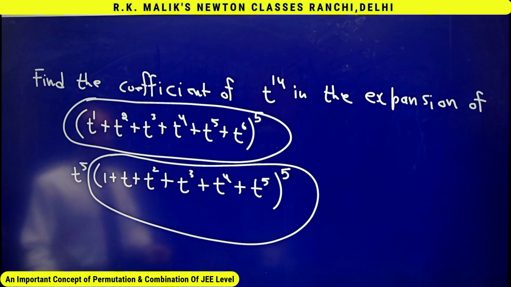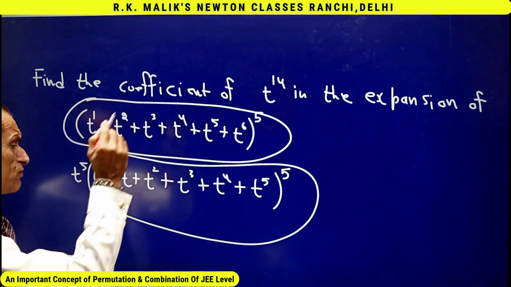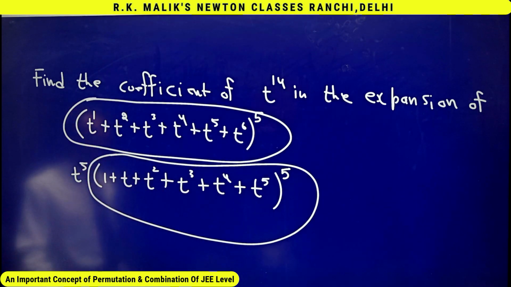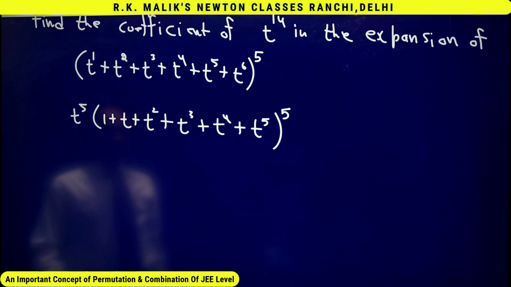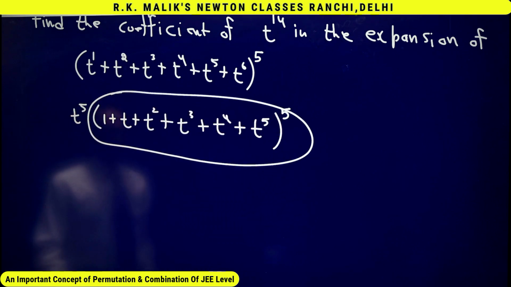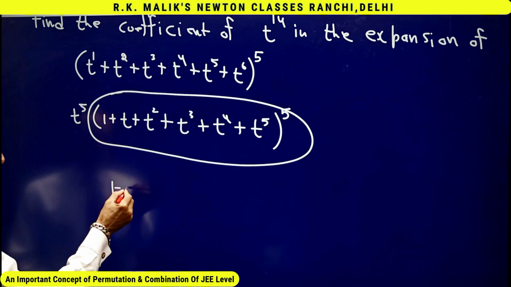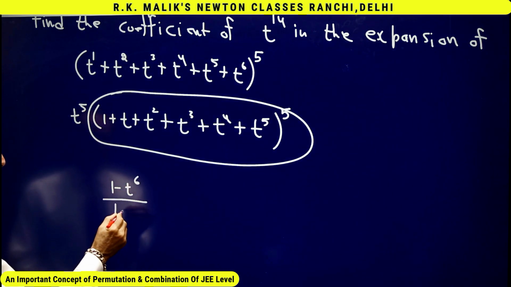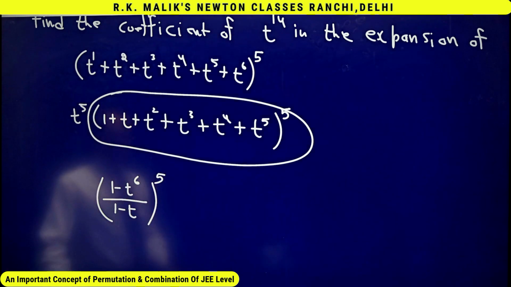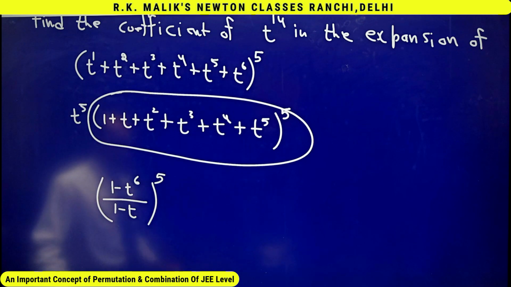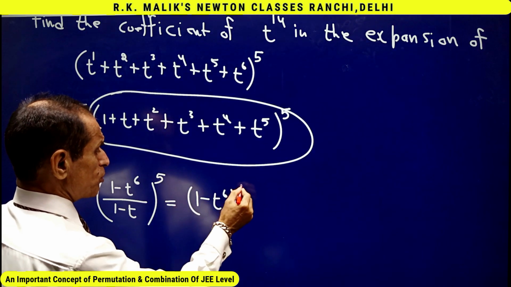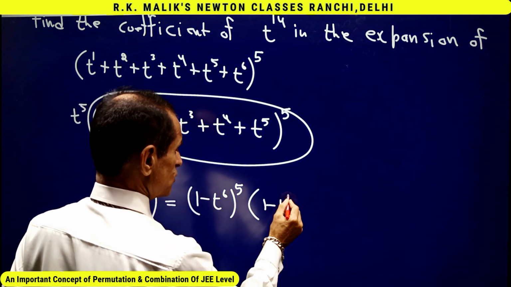That is, finding the coefficient of t to the power 14 in the expansion of this or finding the coefficient of t to the power 9 in the expansion of this is the same. Therefore, now onwards I will concentrate only on this thing. Now this can be written as 1 minus t to the power 6 upon 1 minus t whole to the power 5, because it is a GP containing 6 terms. This is equal to 1 minus t to the power 6 whole to the power 5 into 1 minus t whole to the power minus 5.